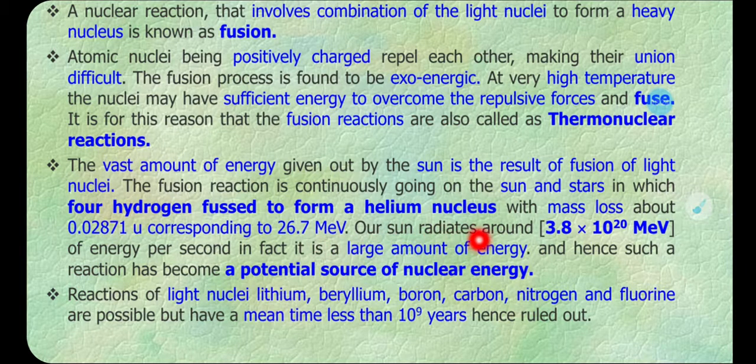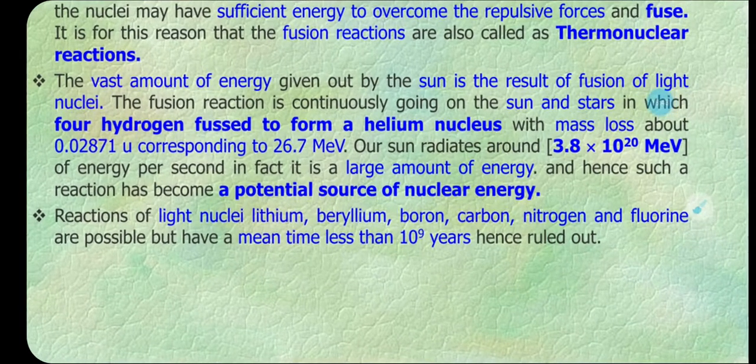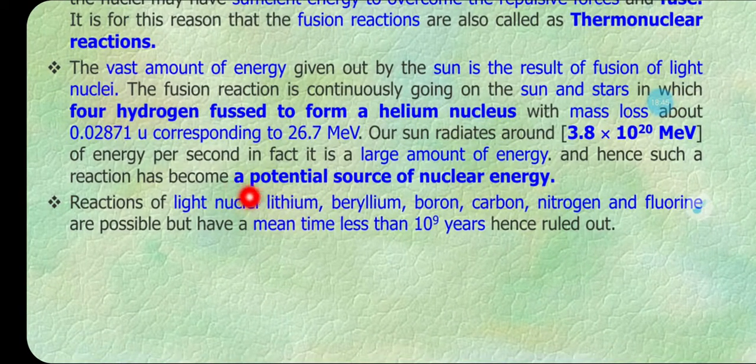Our sun radiates around 3.8 x 10^20 MeV of energy per second. In fact, it is a very large amount of energy, and hence such a reaction has become a potential source of nuclear energy. Reactions of light nuclei such as lithium, beryllium, boron, carbon, nitrogen and fluorine are possible, but their mean lifetime is very much less than 10^9 years, hence they are ruled out.